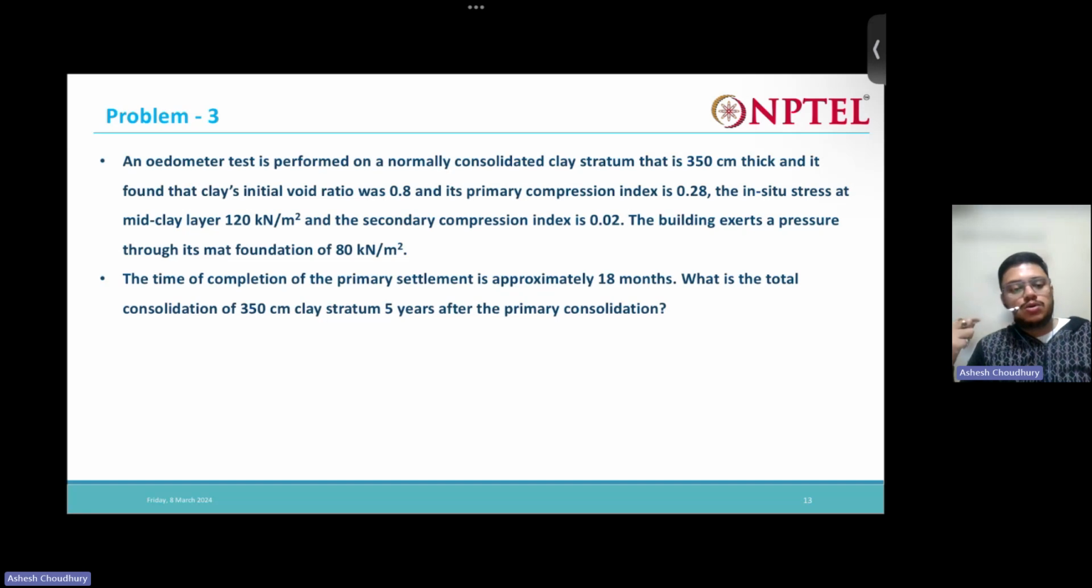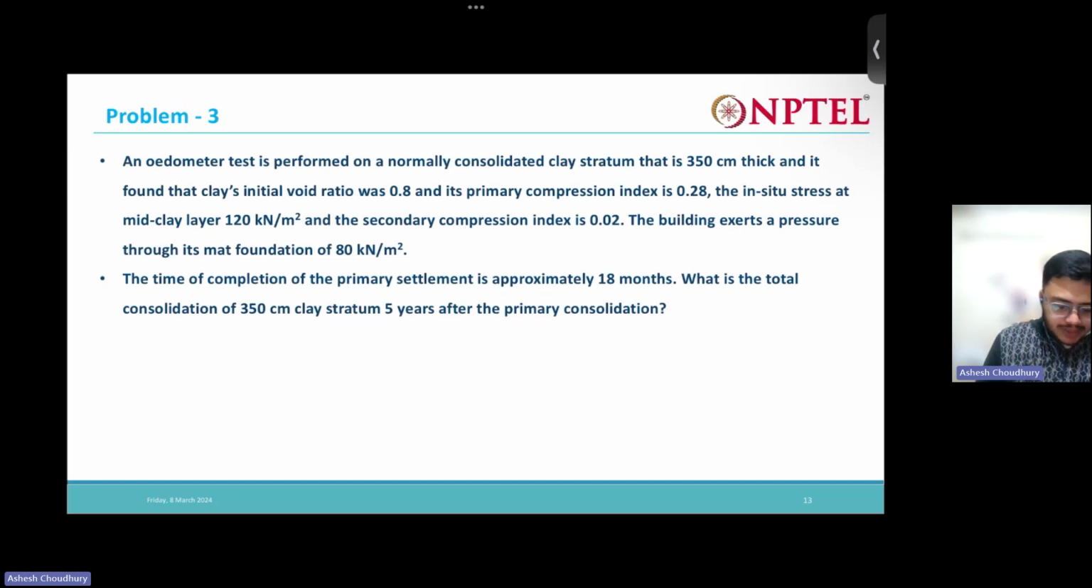clay layer is 120 kilonewton per meter square, and the secondary compression index is 0.02. The building exerts a pressure through its mat foundation of 80 kilonewton per meter square. The time of completion of primary settlement is approximately 18 months. What is the total consolidation of the 350 centimeter clay stratum 5 years after the primary consolidation? Okay. All right.